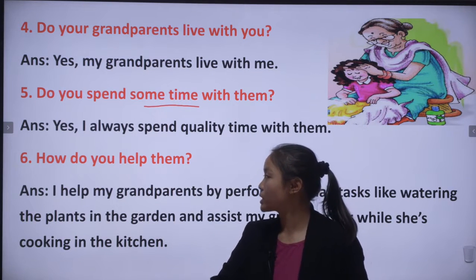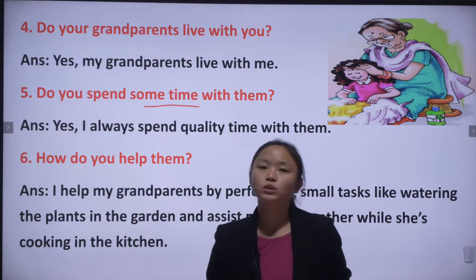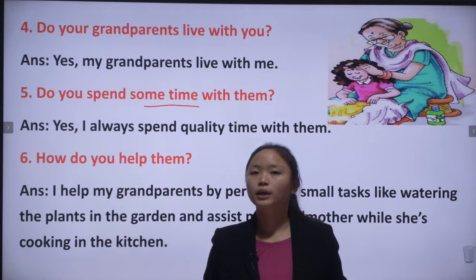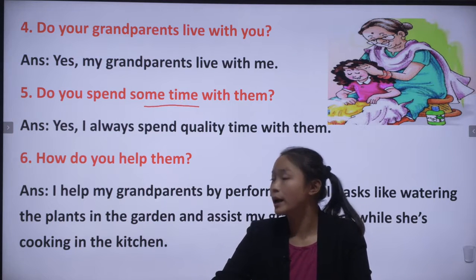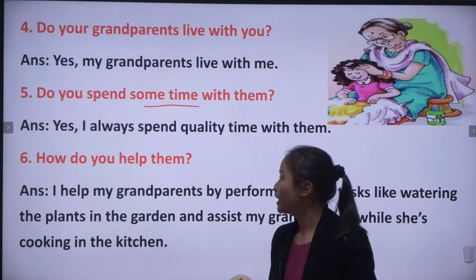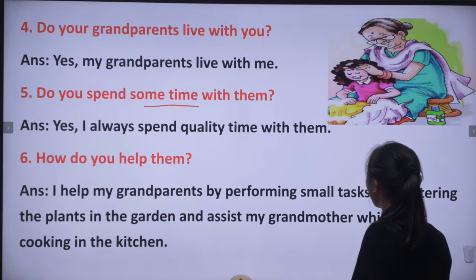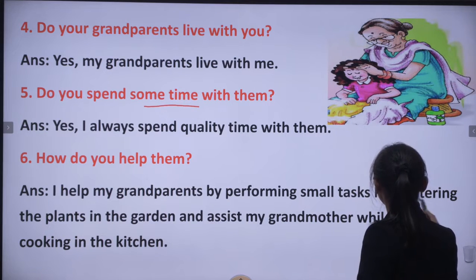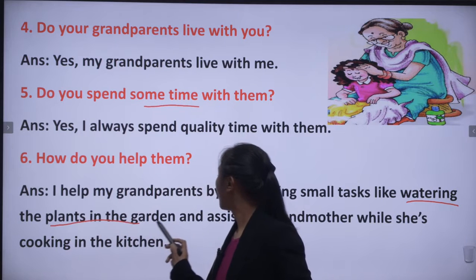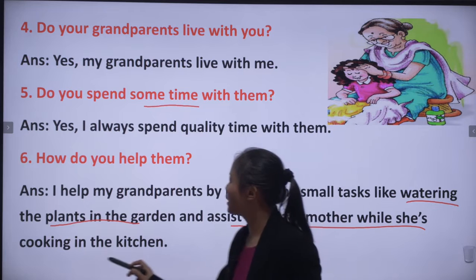Now, the next question, how do you help them? तो how do you help them? तुम उनको कैसे help करते हो? मदद कैसे करते हो उन लोग grandparents को? तो answer is, I help my grandparents by performing small tasks like watering the plants in the garden, and assist my grandmother while she is cooking in the kitchen.